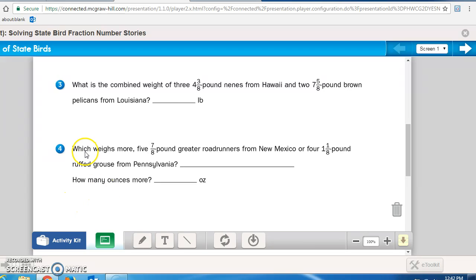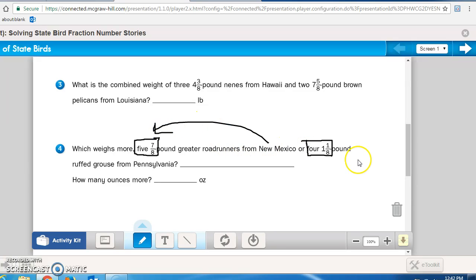Problem 4 says, which weighs more, 5 7/8 pounds greater roadrunners from New Mexico or 4 1 1/8 pound ruffed grouse from Pennsylvania? Well, look, your numbers are right here together. I'm going to have to write 7/8 pounds down 5 times and combine it. And I'm going to have to write 4 1 1/8 pounds and combine it. I will label this one New Mexico, and I will label this one Pennsylvania. And in order to figure out how much more, I'm going to have to subtract from my sign.